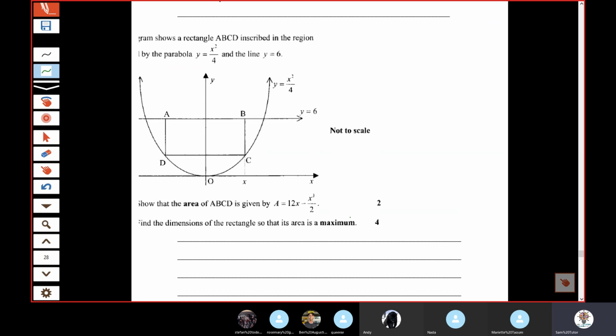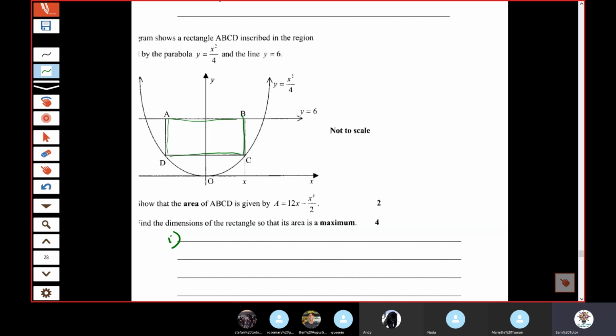Inscribed in the region by the parabola y equals x squared on 4 and the line y equals 6. Show the area of ABCD is given by that. All right. Again, just have a think first of everything you know. So think of everything you know about the area. So what do you need if it's the area of this? Obviously, what's your formula going to be?